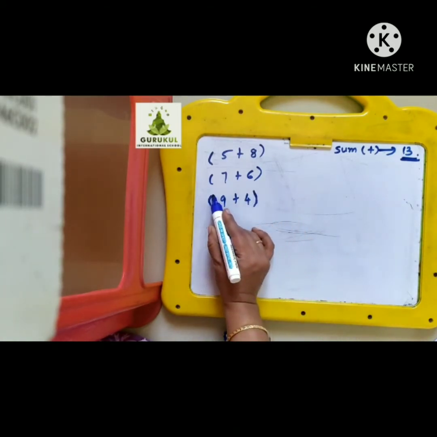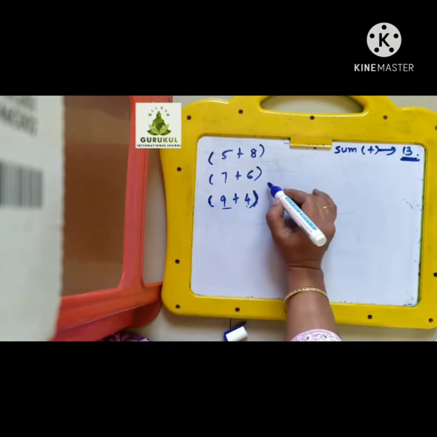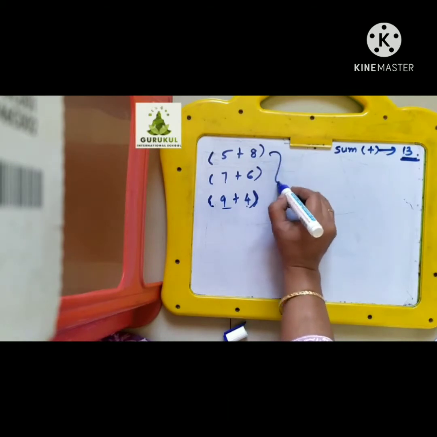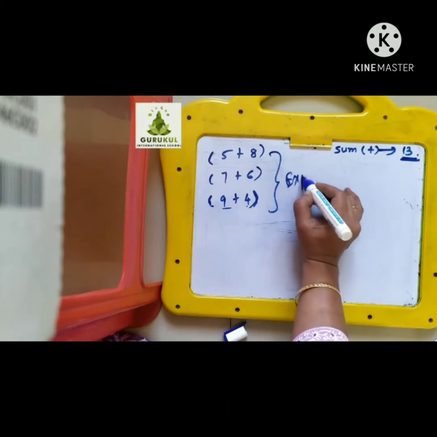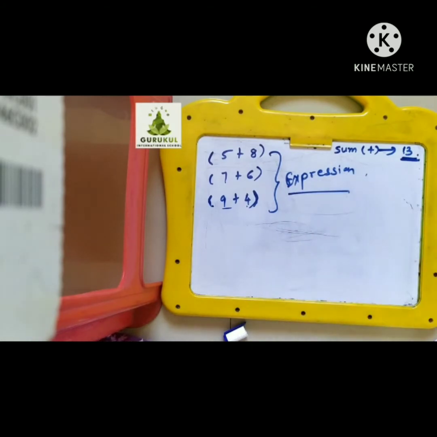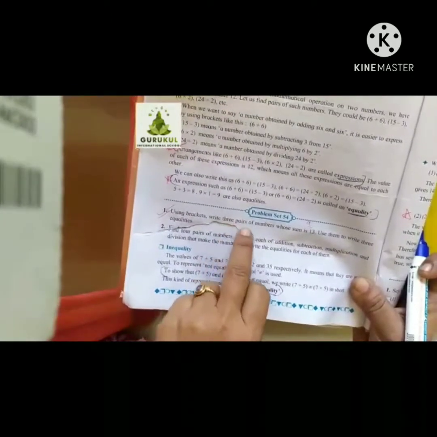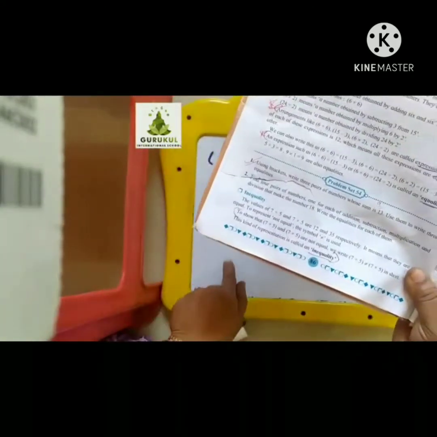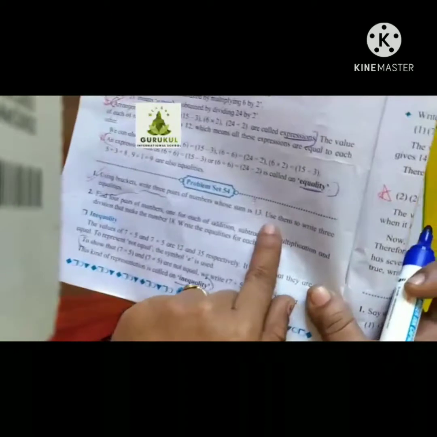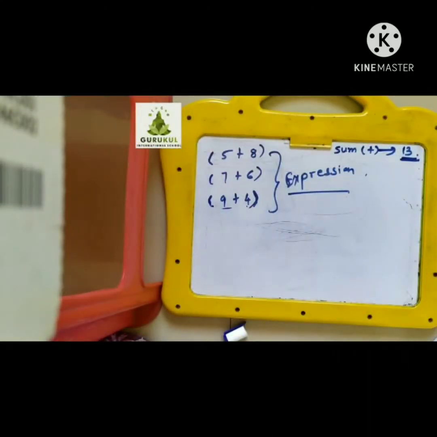So I made the bracket, I wrote the numbers, I closed the bracket. So these 3 can be called as what? Expression. Okay. So this is the first part of your answer that is done. It is telling you that using brackets make 3 pairs of numbers. My 3 pairs are formed. Now the second part is telling you that use them to write 3 equalities. Now they are telling you that you have to frame 3 equalities also.